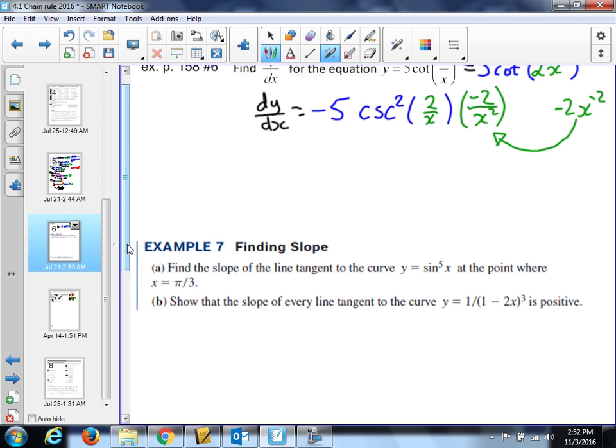Finding slope. This is an AB question. This one's a little more involved. Find the slope of the line, okay, derivative, tangent to the curve y equals sine of x to the 5th power, at the point where x equals pi thirds. And then show the slope for b, blah, blah, blah.